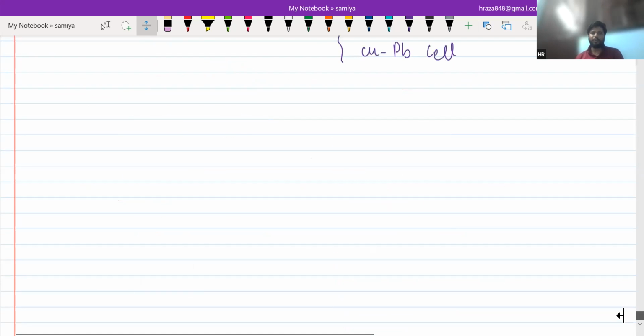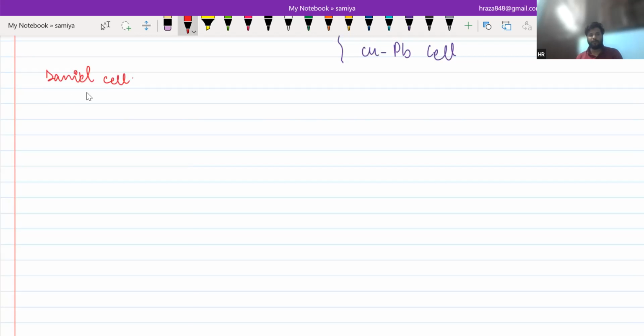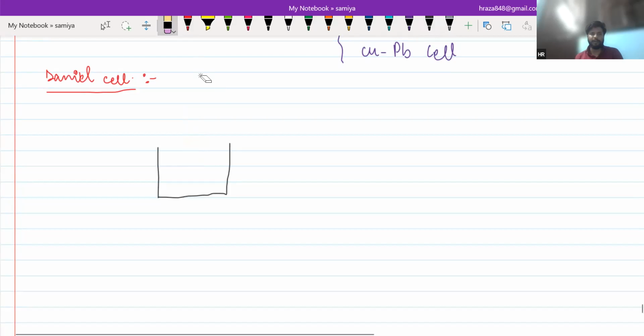Now, I'm going to take the example of the Daniel cell. This lecture is very important. Now see, the Daniel cell. I'm going to draw a representation of the Daniel cell. This is a container, and this is basically an electrode that is made up of a zinc rod.